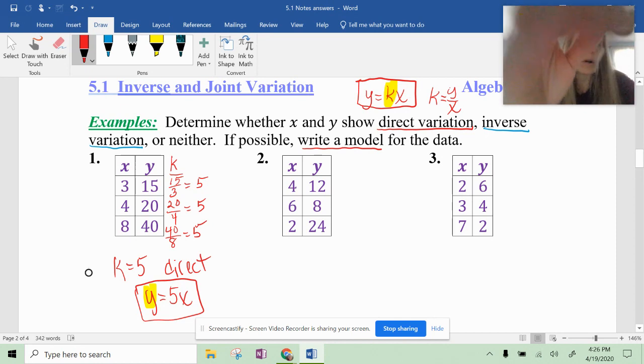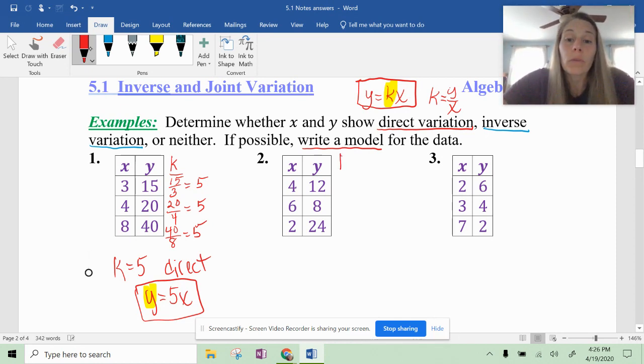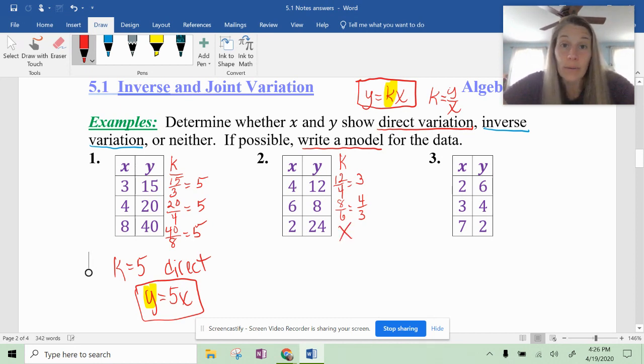So let's try the second one. So the second one, if I take my k, I'm going to have 12 divided by 4, which gives me 3. Then the next one, 8 divided by 6, that simplifies to 4/3 or 1.3 repeating. So right there we can stop because we know that this is not direct variation. So when you try to find that constant by dividing y over x, the first and the second one give you two different answers. Obviously it's not constant if they're different, so we know this is not direct variation. So then we can check for the inverse variation.